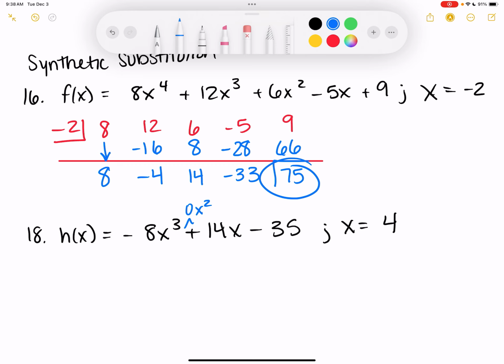All right, so in the box, we use the number that x is equal to, so that would be 4. So 4 is going up here in the box. Then I've got negative 8, 0, 14, and negative 35.